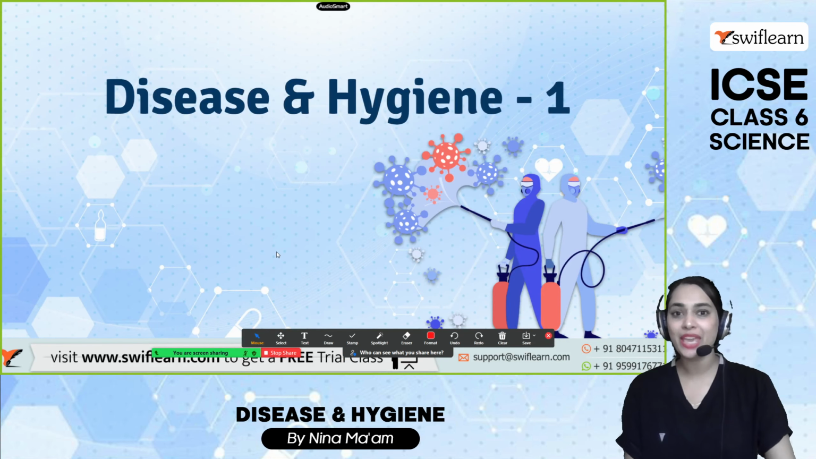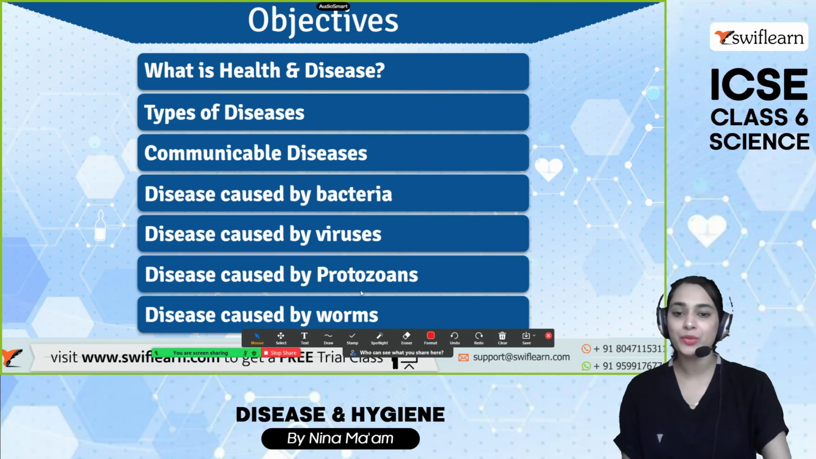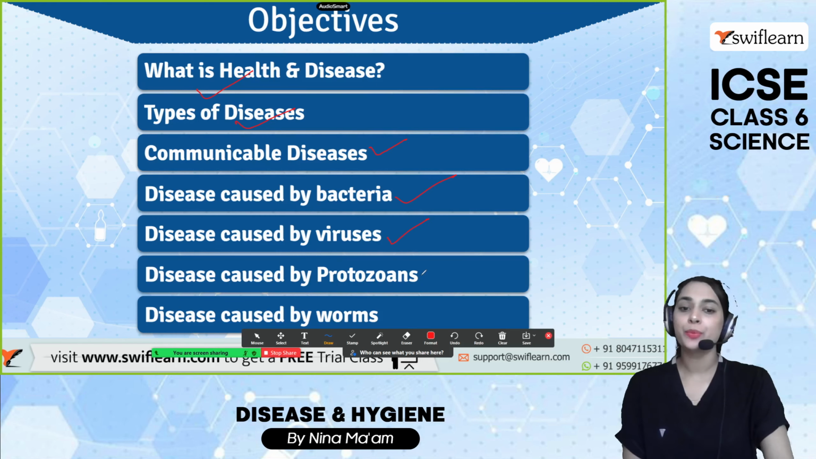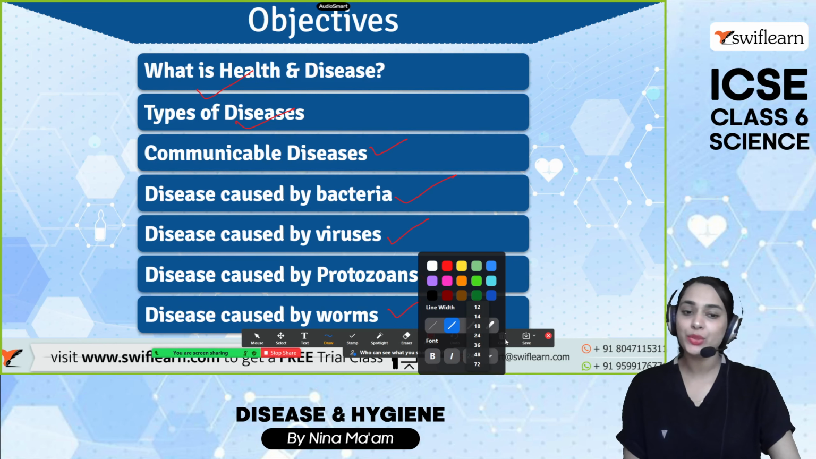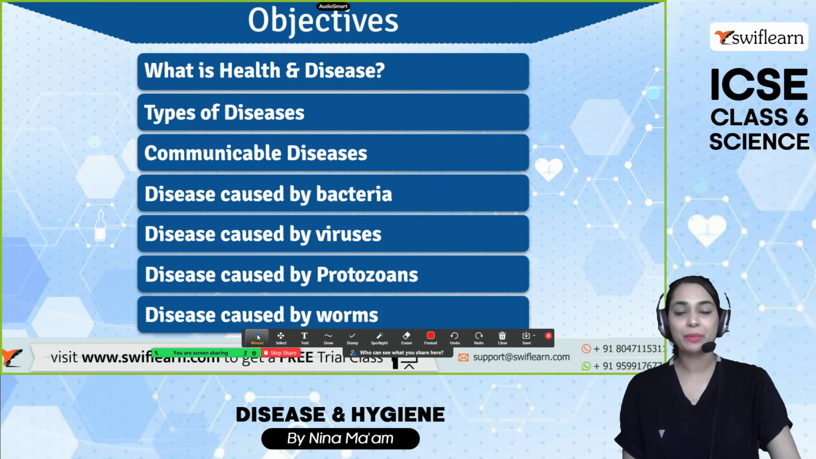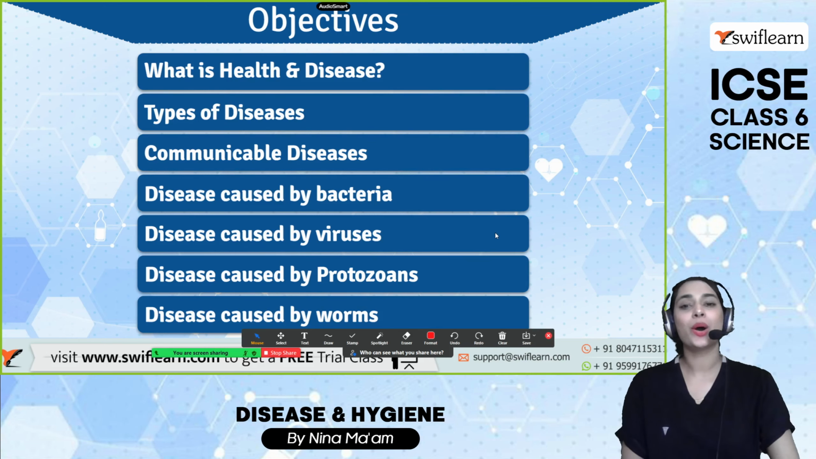So over here, today we're gonna learn about disease and hygiene part 1. Do you know what is meant by disease and what is hygiene? So let's have a look. These are our today's objectives: what is health and disease, types of diseases and communicable diseases, disease caused by bacteria, disease caused by the viruses, disease caused by the protozoans, and disease caused by the worms. These are the things we will learn today within this chapter, and I hope you have the pen and the paper to take notes while I'm teaching.